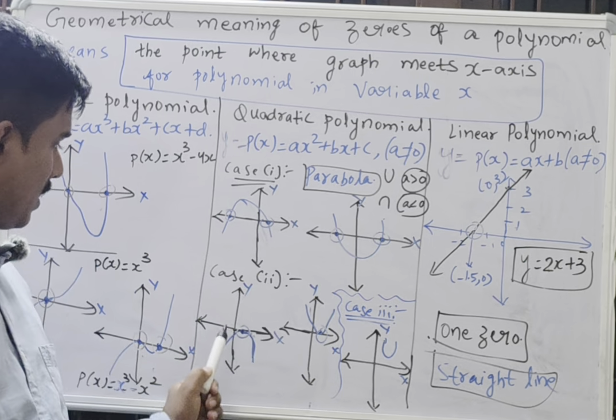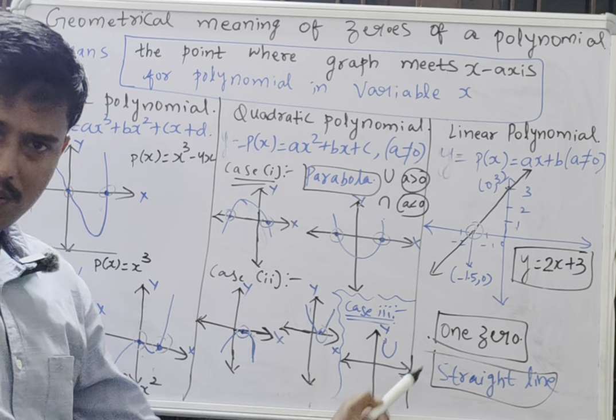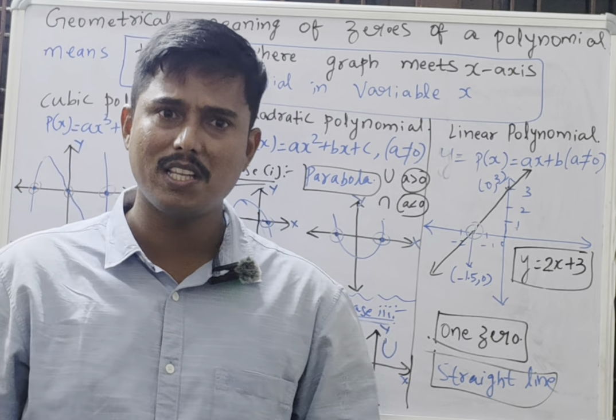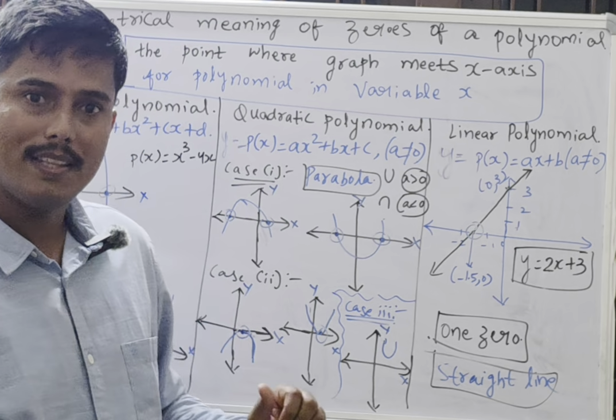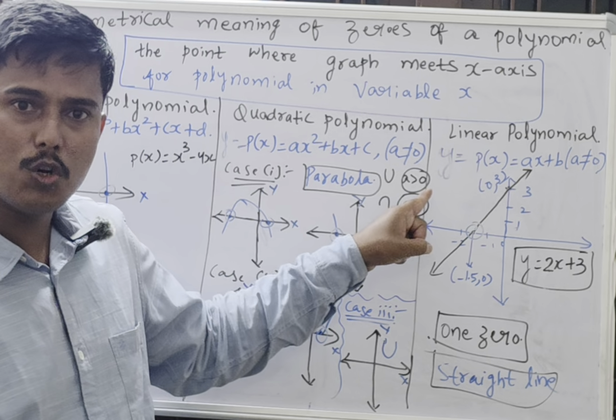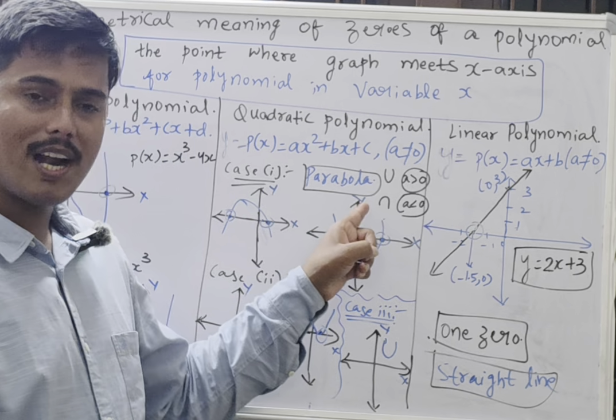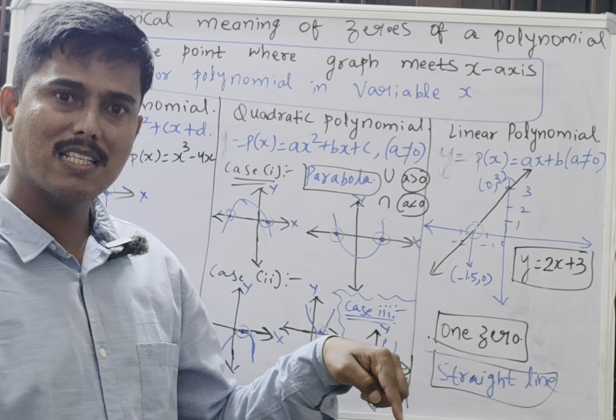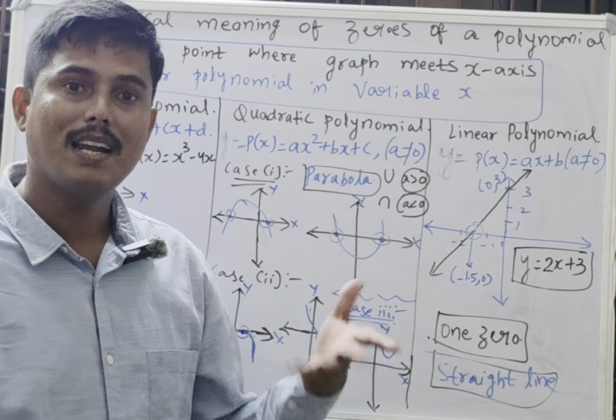Now, if you see here, this graph is an inverted U. This is U. This is an inverted U. This is U, this is U. Now you may get a question, why are you telling me this? If the graph is U, that means your a is greater than 0, meaning a positive value. If your graph is an inverted U, that means a is less than 0, meaning a negative value.